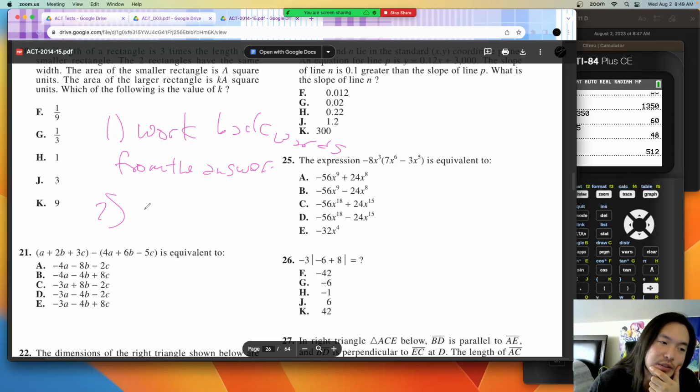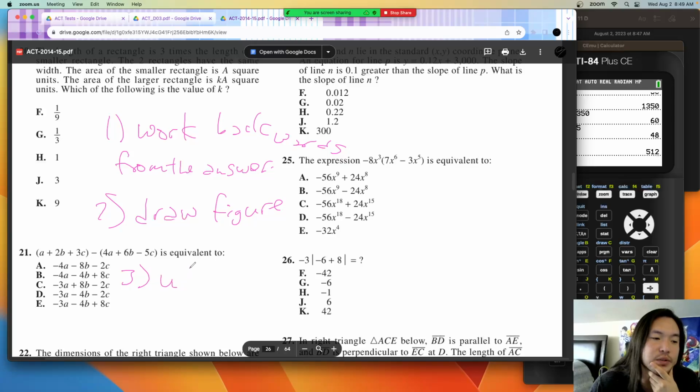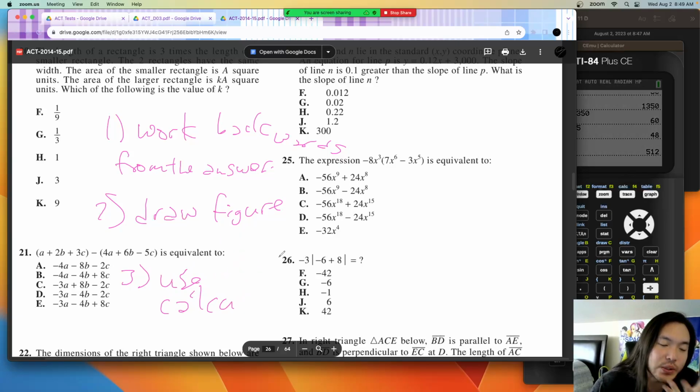The next one I would probably do is draw a figure or use the figure, right? If there's no figure, make your own figure. Use the figure, draw your own figure. I don't know, definitely use your calculator. Just try plugging in some numbers, right? Definitely with these questions, you have to recognize they're kind of designed so that if you just start stumbling around, you're gonna end up at the correct answer.